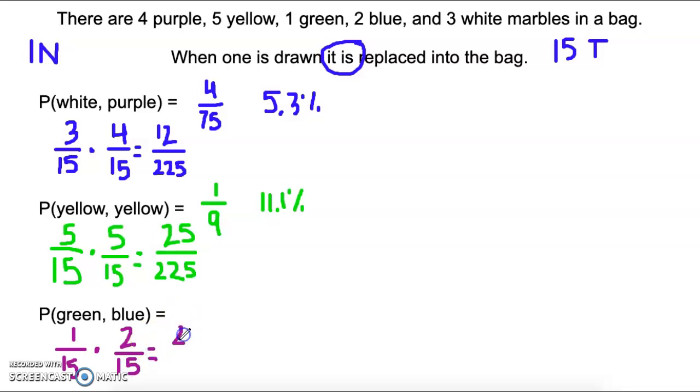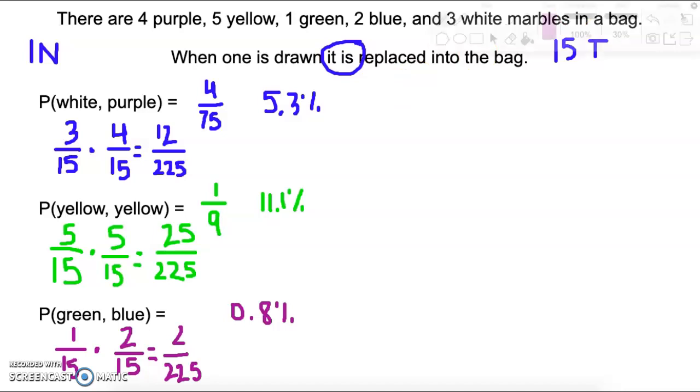1 times 2 is 2. 15 times 15 is 225. That is already in simplest form, so I just need it in a percent. It's very small. It's about 0.8%. All right, so again, these are all independent events because we know that they are replaced. So we draw the first marble, put it back in the bag. That makes sure that event B is not affected by whatever happened in event A.